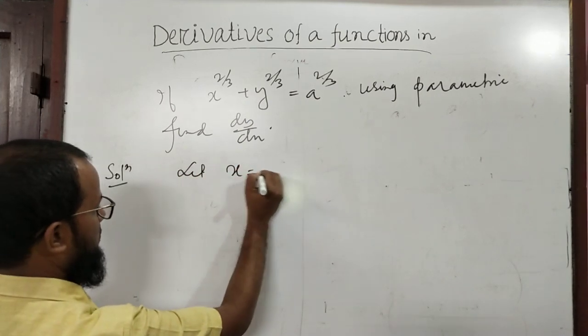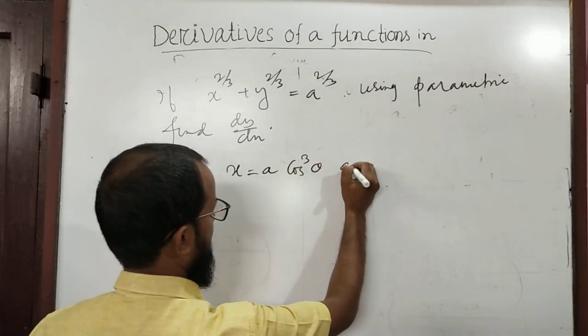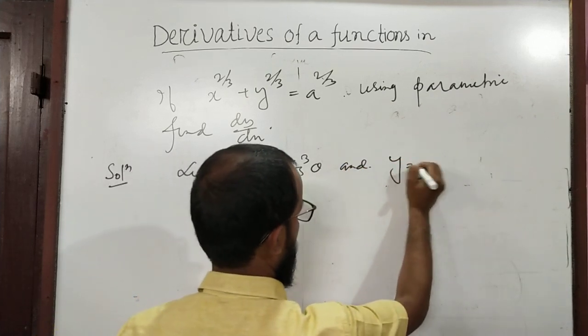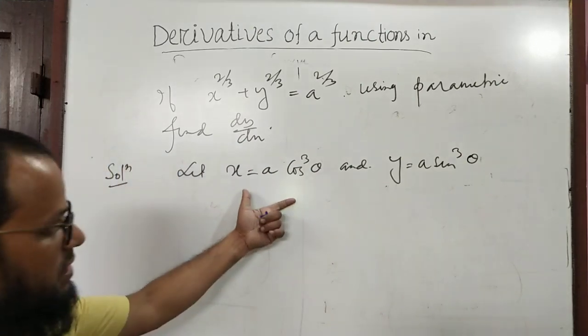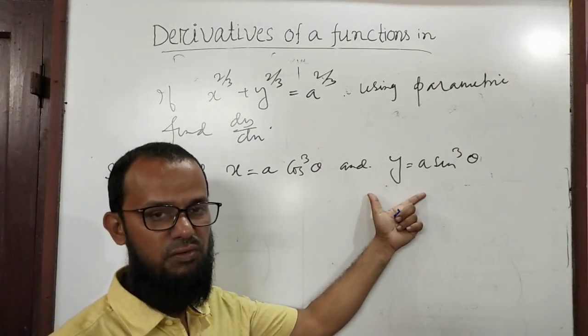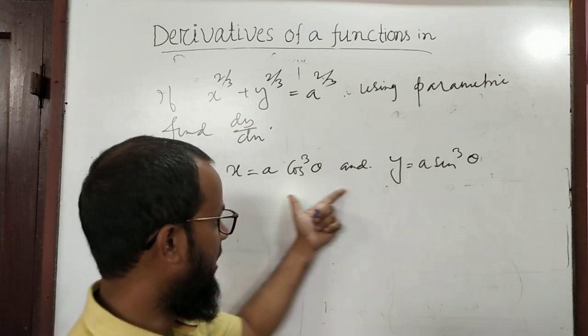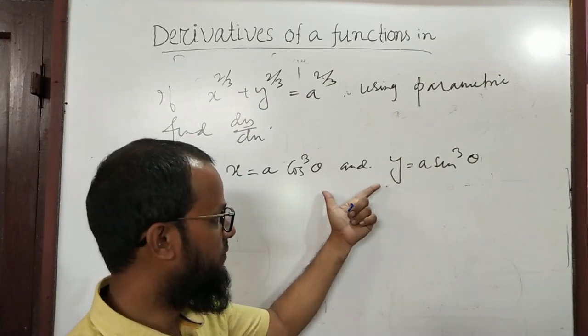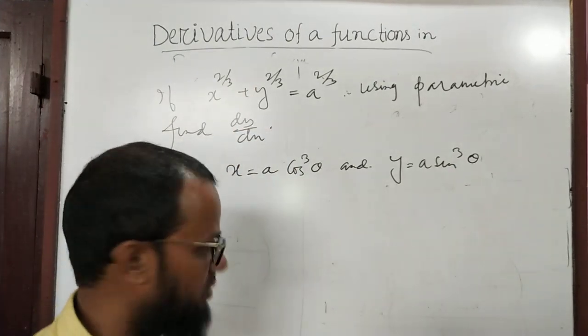Let x equal a cos cube theta and y equal a sin cube theta. This is a parametric form of the equation. So we are going to reduce this parametric form into Cartesian form and see whether this form and that form are the same or not.